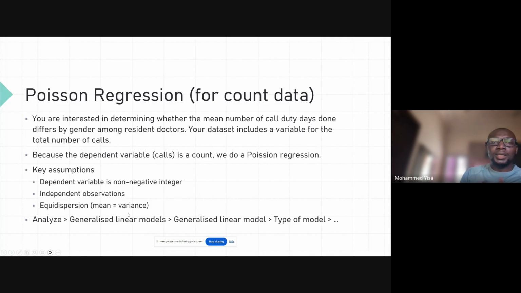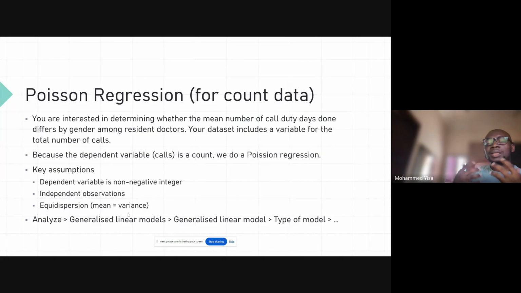So let's just go ahead and do the Poisson regression. The Poisson regression is for count data. So if your outcome variable of interest is a count, that means a non-negative integer, then you use Poisson regression. Or if your outcome is a rate, you can also use Poisson regression.